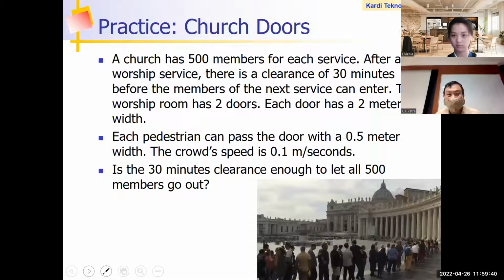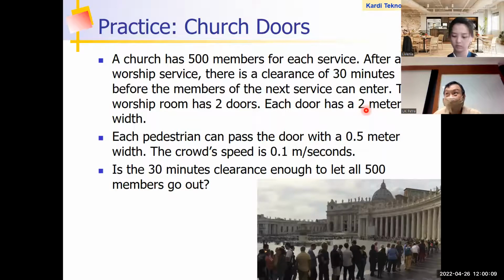So here, just remember 500 for each service. After worship service, there is a clearance of 30 minutes before the next service. Wow, this is a very popular church. The worship room has 2 doors. Each door has 2 meter width. So now I'm asking you, what is the server here? The server is the door width.